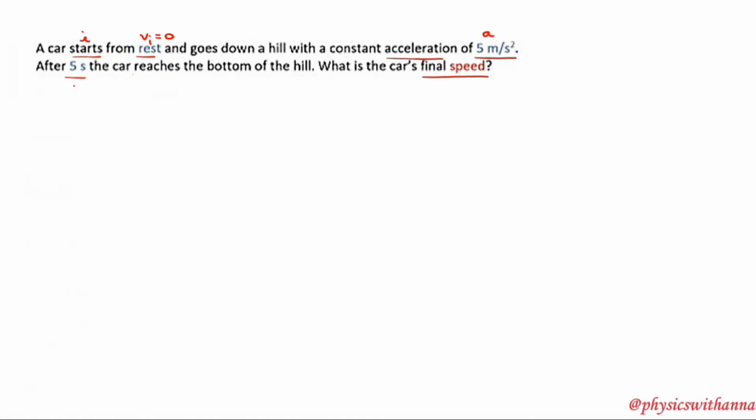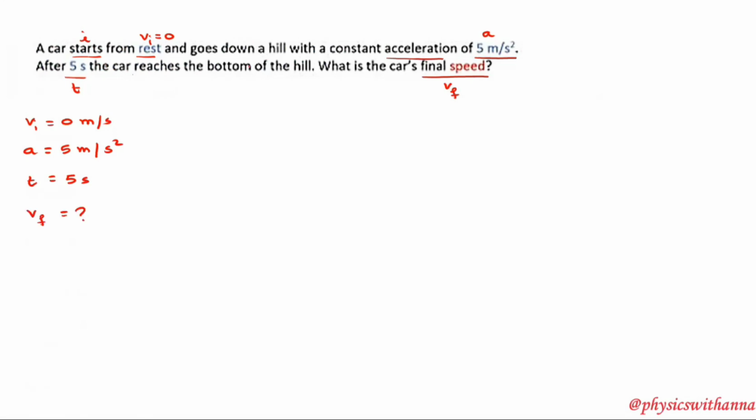After 5 seconds, so this is after time t, the car will reach the bottom of the hill. We need to find the final speed. Final speed is Vf. So let us first write down all the given quantities. V initial is 0 meter per second. Acceleration is 5 meter per second squared. Time t is 5 seconds. And we need to find V final.